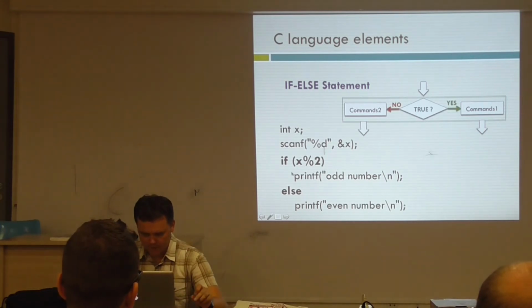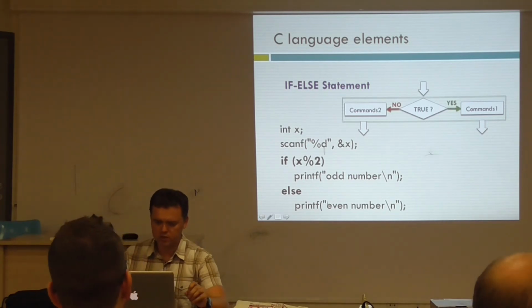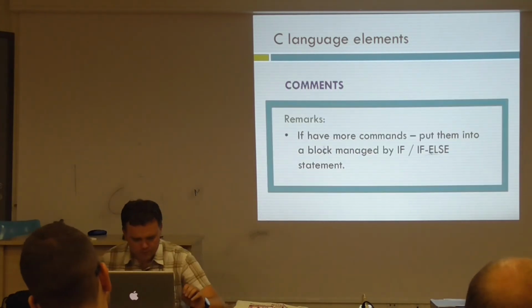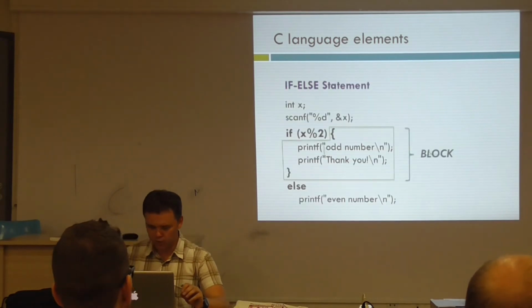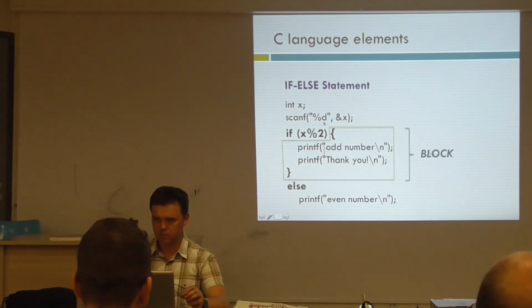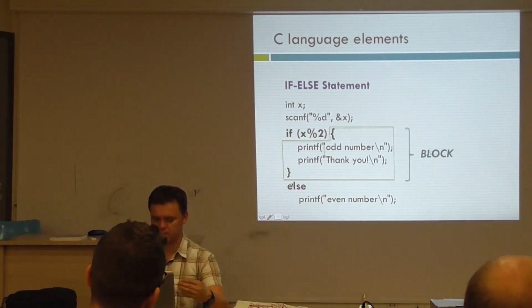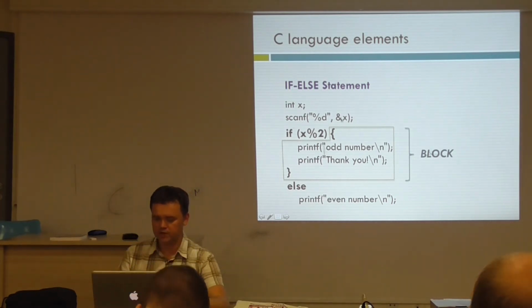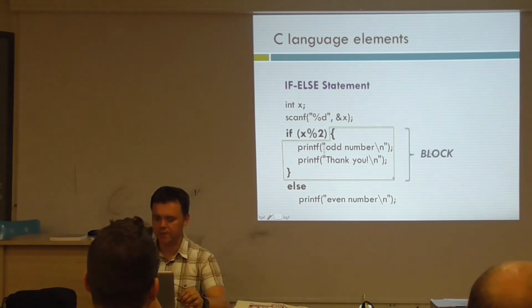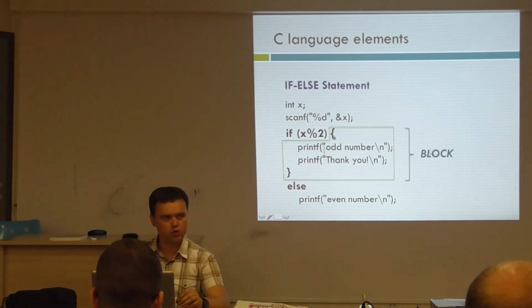Okay, so we know how to use the if statement now. We know what is true and false in this statement. And of course we can see here there is a block. If there is more than one command that could be part of this statement, we should add braces and create a block. Here the block is not needed because it's only one command.